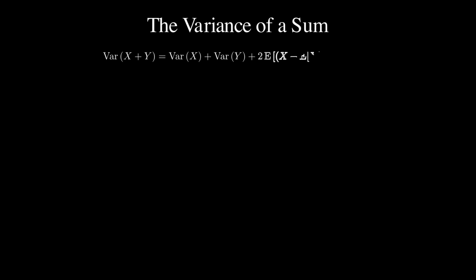Now the identity this chapter has been building toward. Means of sums always add. That was linearity. No assumptions asked. What about variances? Expand the variance of X plus Y around its mean, and the square produces 3 pieces: the variance of X, the variance of Y, and twice a cross term, the expectation of the 2 deviations multiplied together. That cross term measures how the variables move together. It will later earn the name covariance.